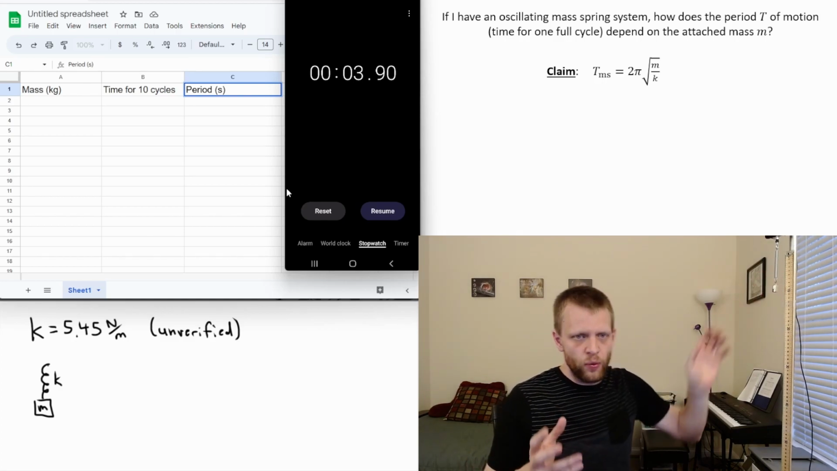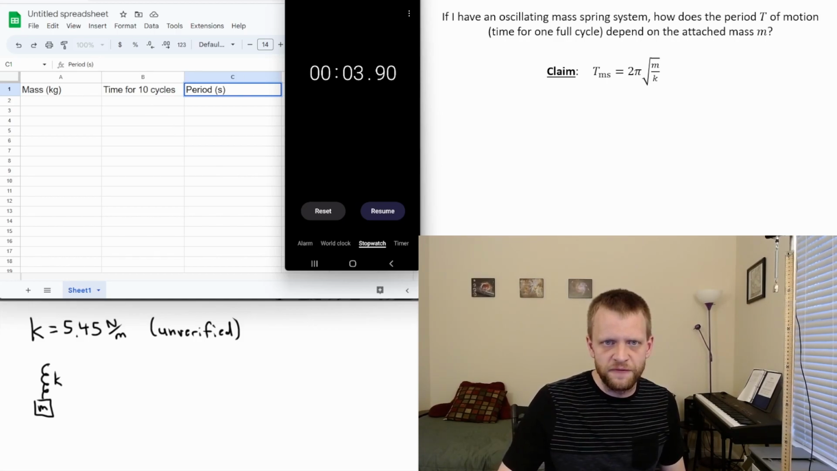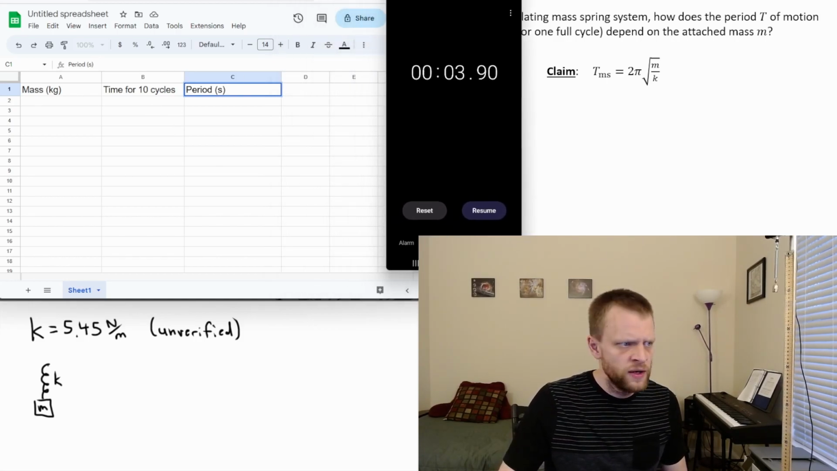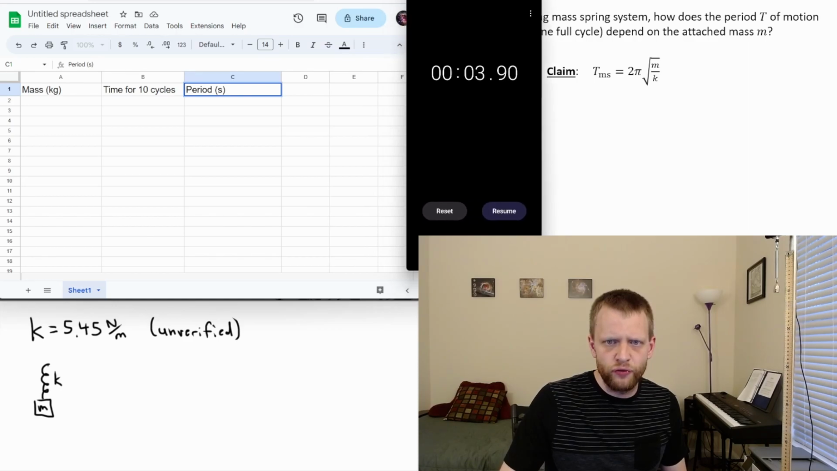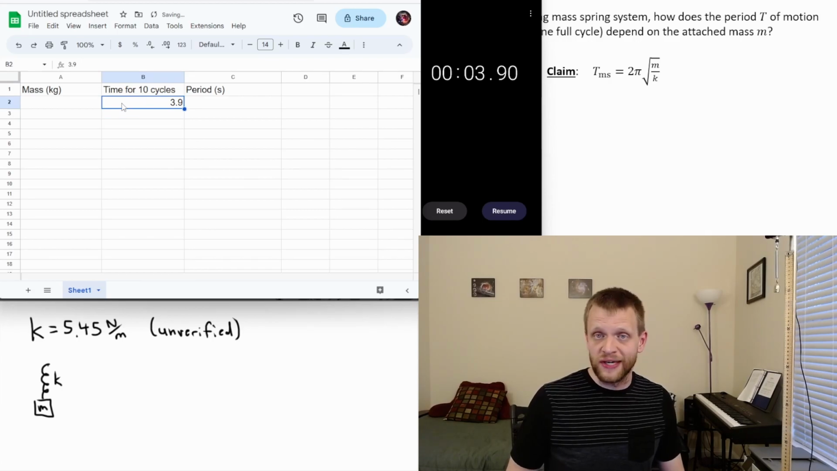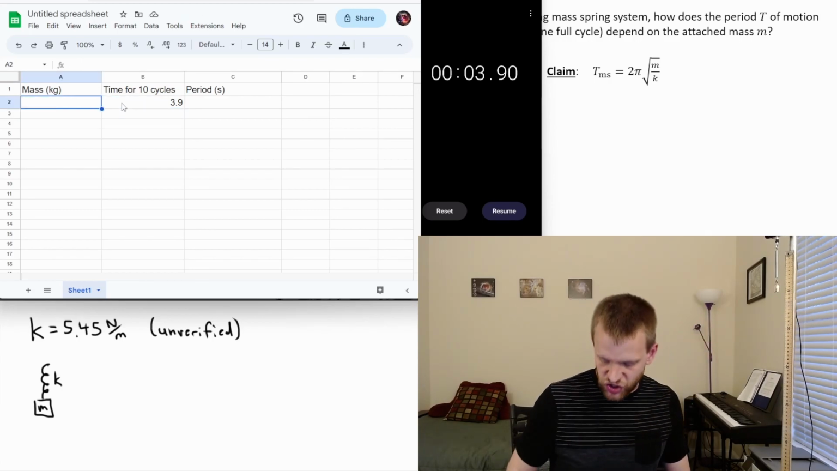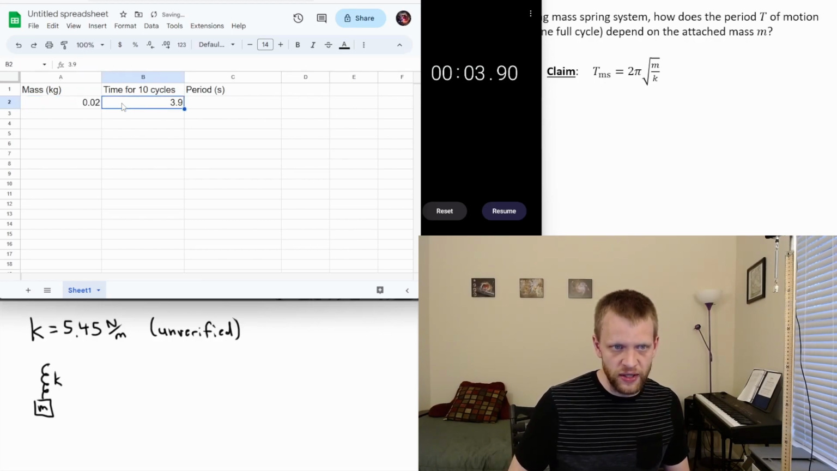I might redo that one just to make sure that this is reasonable, but for the time for 10 cycles, the first time that I got on this one seems to be around 3.9 seconds. Again, the time for one cycle is going to be much shorter. The mass that we were using in that one was 20 grams, so that's 0.02 kilograms.